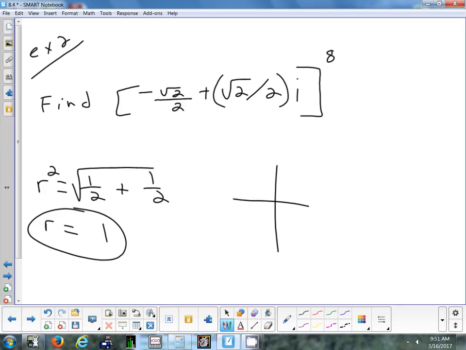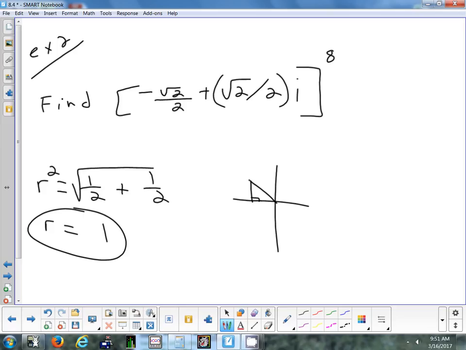Well, the real part and the imaginary part are the same. So that means the angle is a multiple of what number? It's a multiple of 45. And you're specifically in the negative positive. You're in quadrant 2. So what would be your angle? Yeah, your angle is 135.